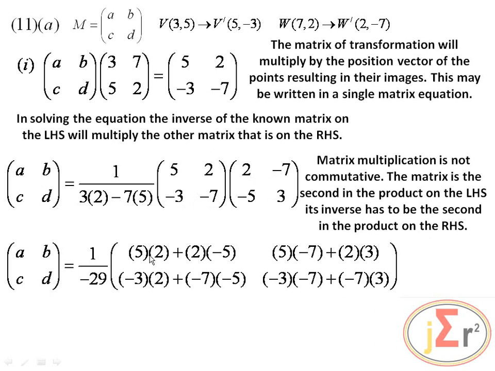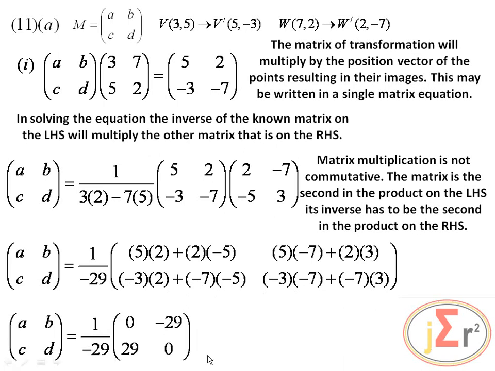And what do we know? 5 times 2 is 10, minus 10 is 0. 5 multiplied by negative 7, negative 35, plus 6. That's a negative 29. And we have here negative 6 plus 35, that is a positive 29. 21 minus 21 is also 0. No problem.